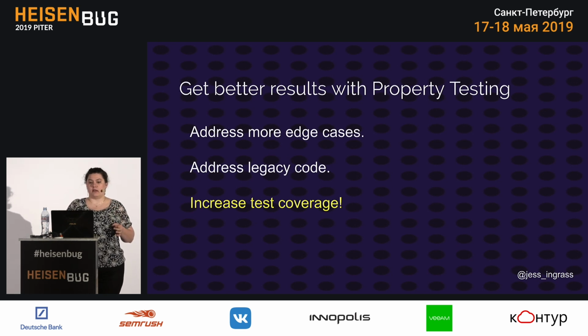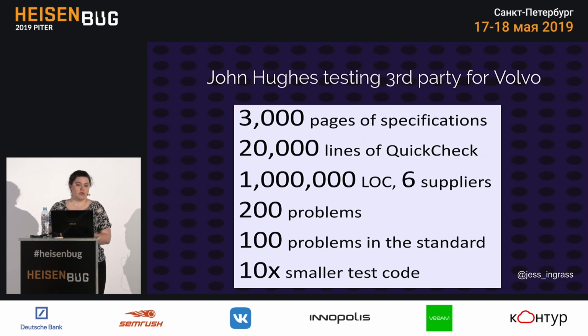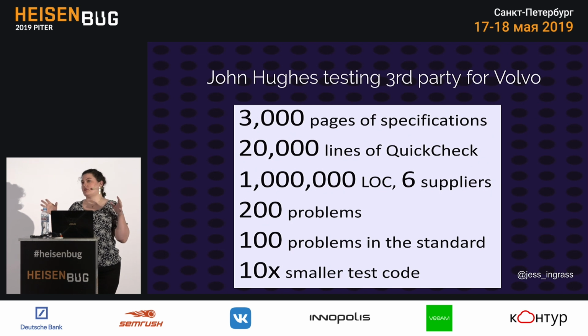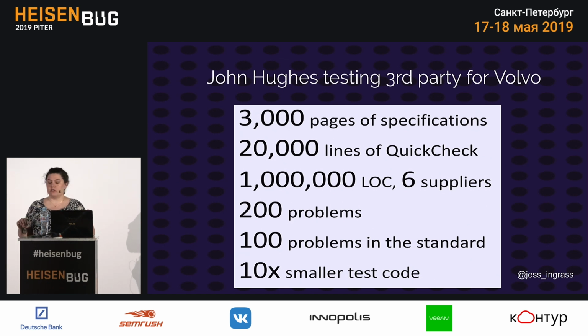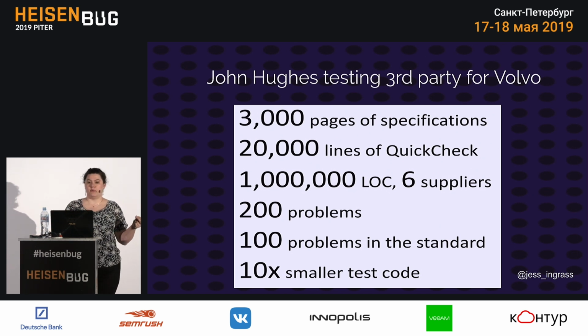And I think this is great, but I'm not the only one saying it. John Hughes, who is one of the developers of QuickCheck and now has his own company that does this kind of testing, used property-based testing to go through 3,000 pages of specs for 6 different suppliers of third-party code for Volvo. His team wrote 20,000 lines of QuickCheck. They went through 1 million lines of legacy code, and they found 200 bugs, and 100 of those bugs were in what was considered the standard code. So in the end, they had smaller test code. They found bugs in a legacy system, and this is in a legacy system at scale in an industry.